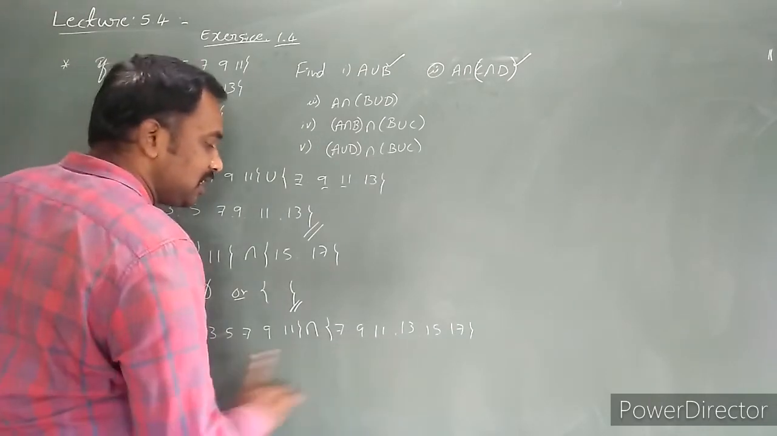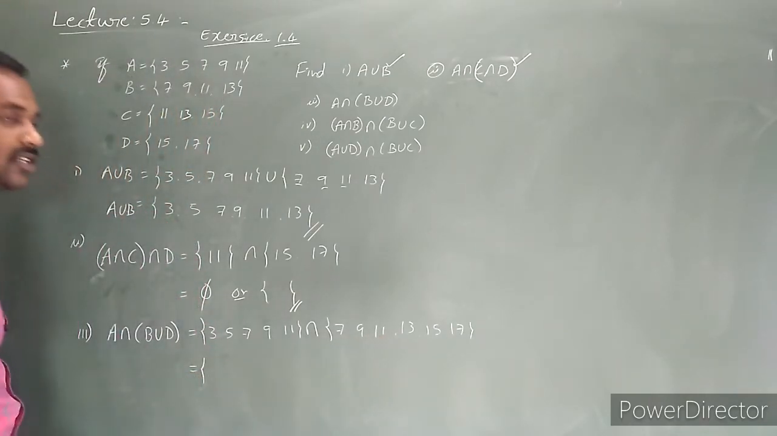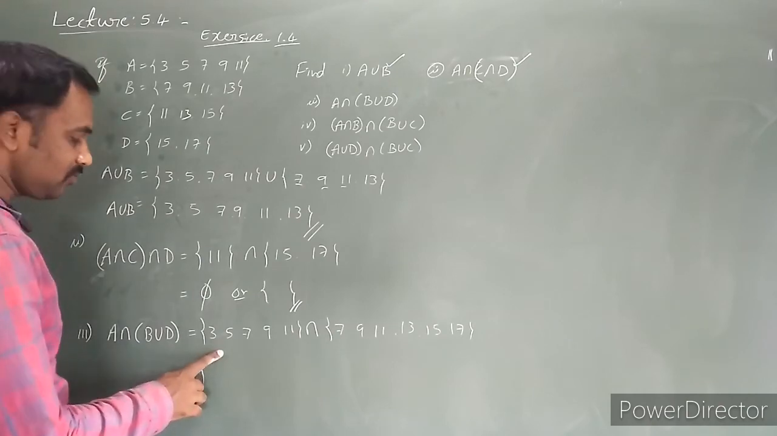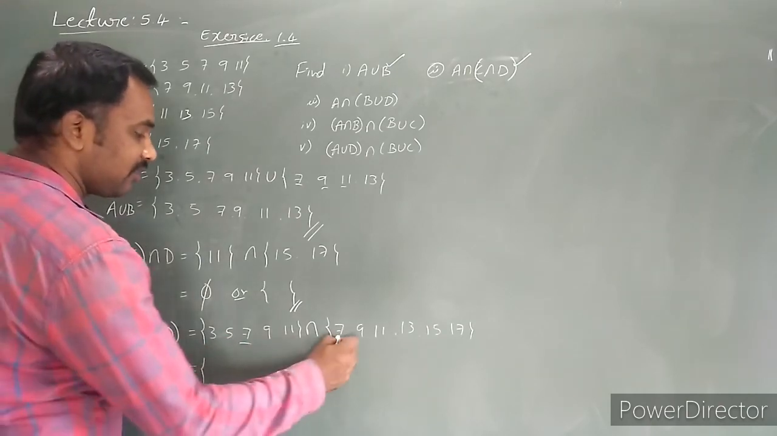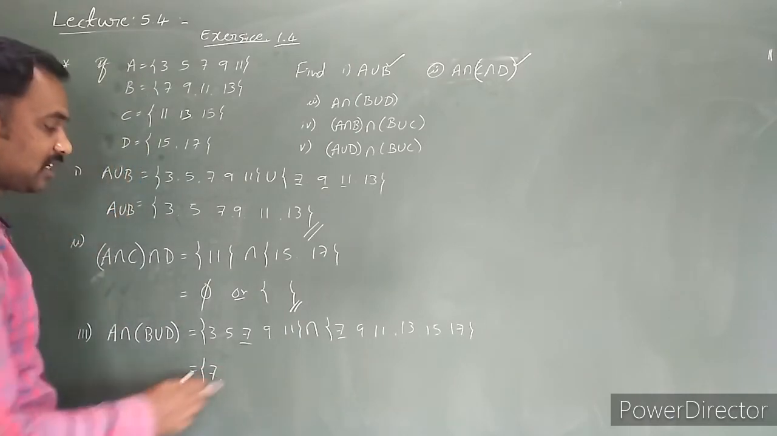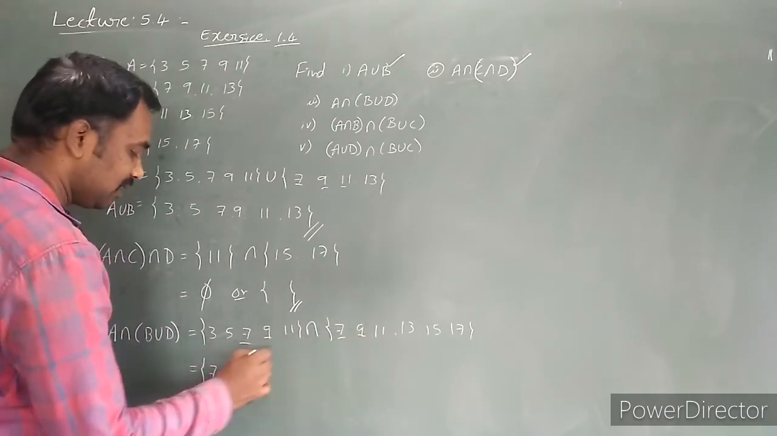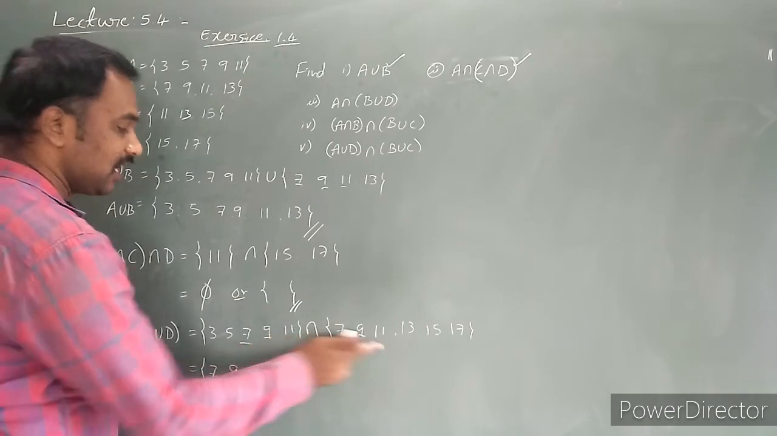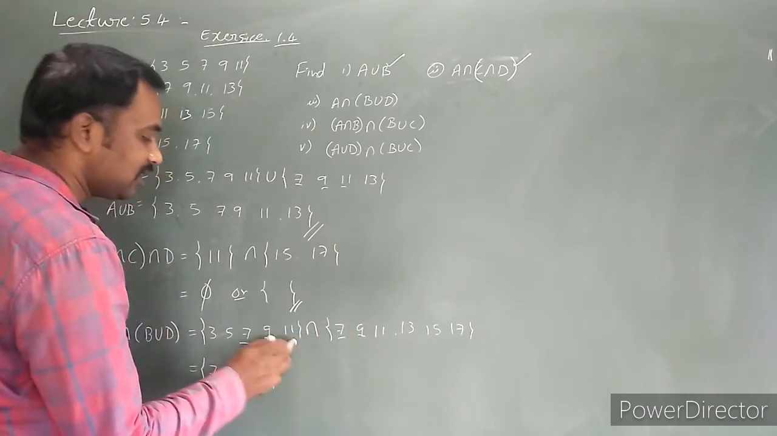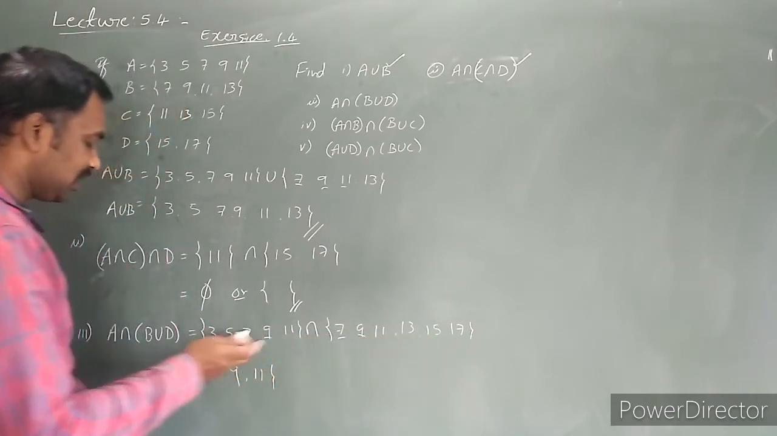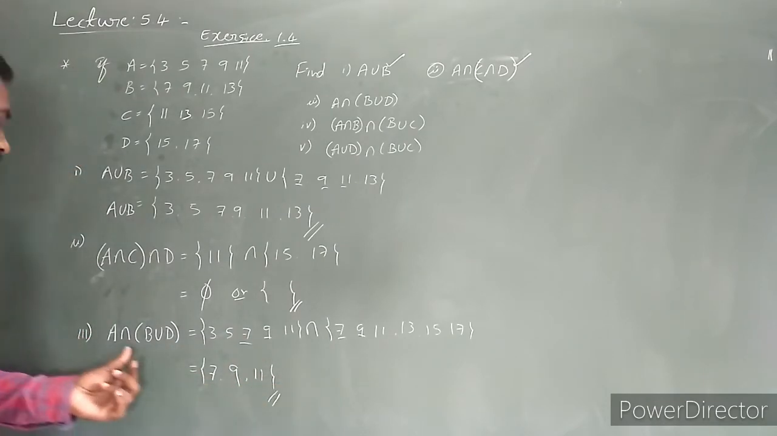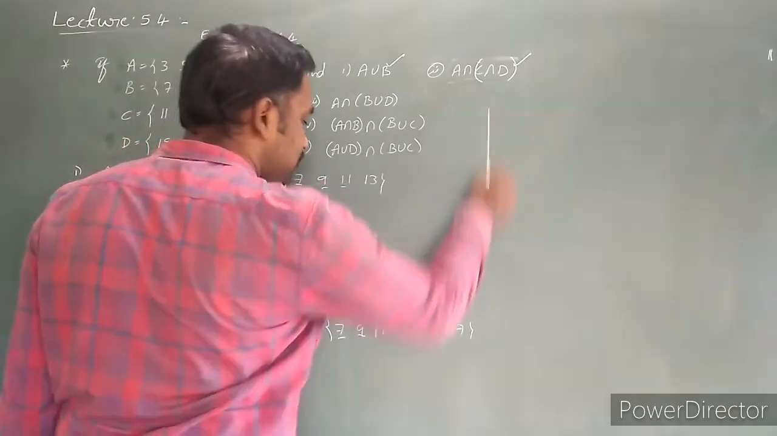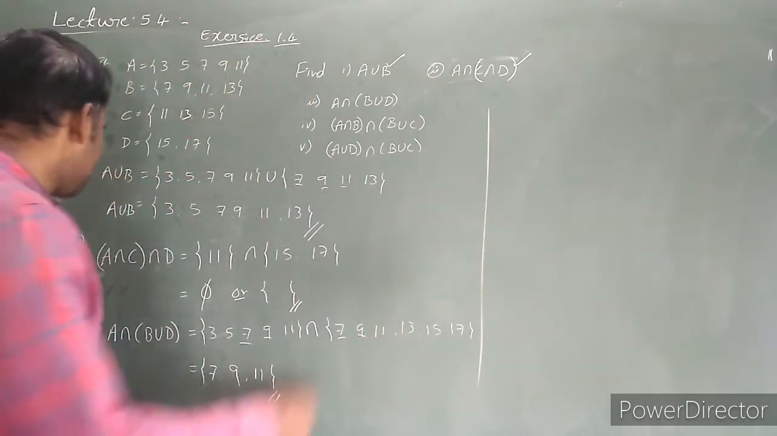Now intersection of these two sets. What is the intersection? Common elements. 3 is not there, 5 is not there, 7 is there. Write the 7. Next 9 is there, write the 9. Next 11 is there, write the 11. Next there are no more elements in set A, so leave it. So this is the required A intersection B union D. Very simple. The third case is over.